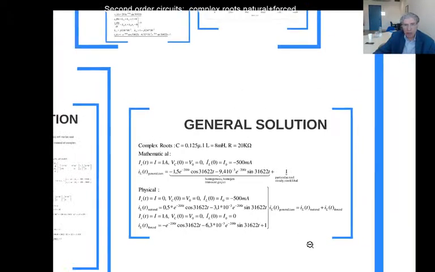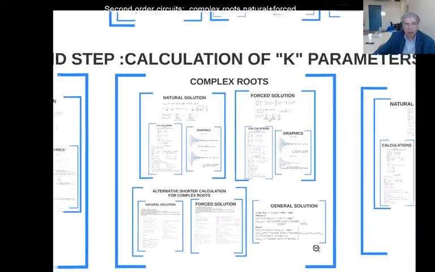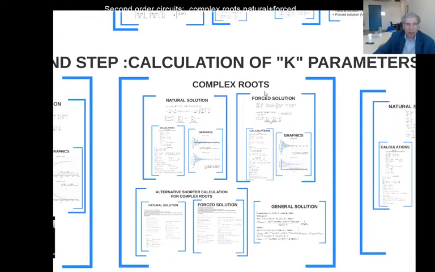So that's the end of this frame now. We examined K-parameter calculation for complex roots. So that's the end of this video then.